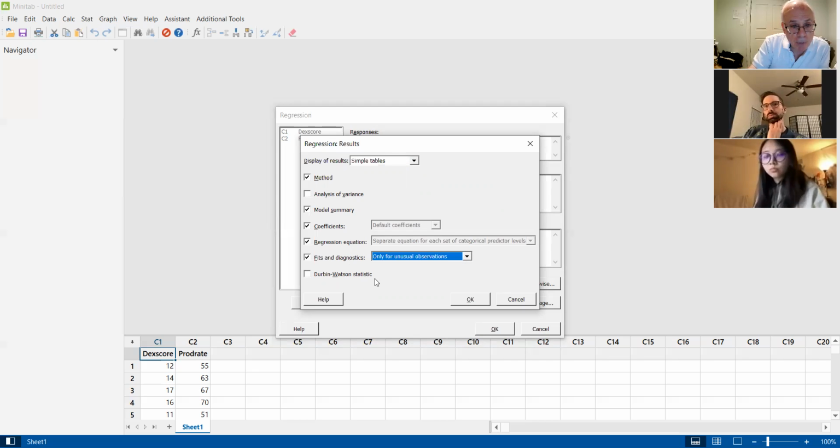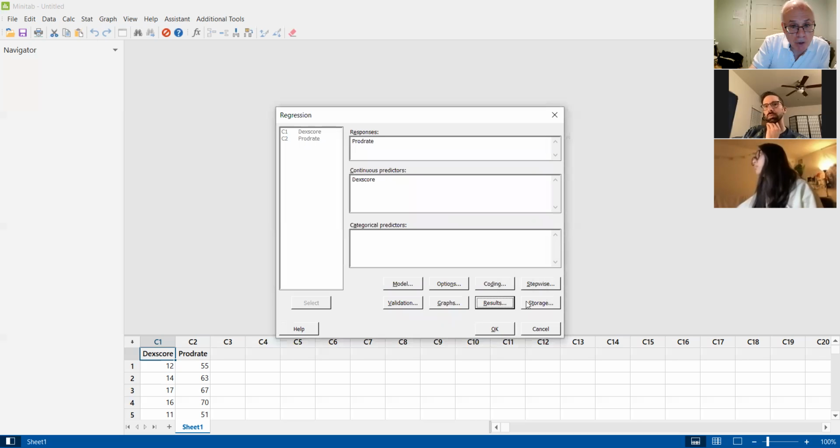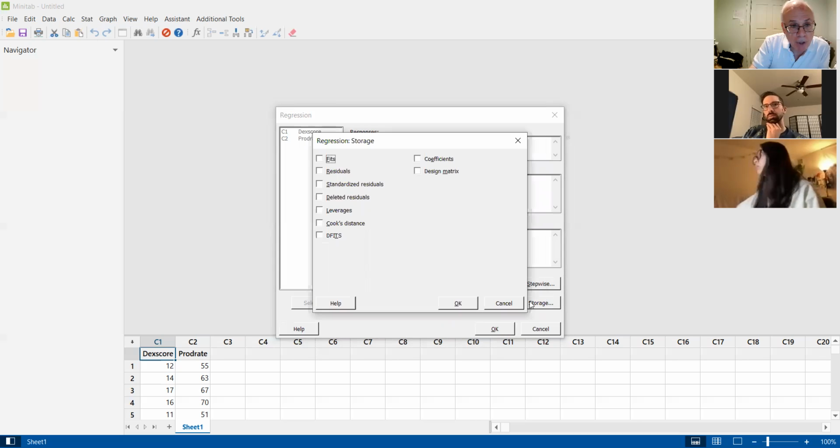Yeah, I guess so. Durbin-Watson statistic, I don't think so, because we haven't learned what that is, and we won't learn what that is. And then storage, I'm not sure what that is. Oh, storing. This might be useful, actually.